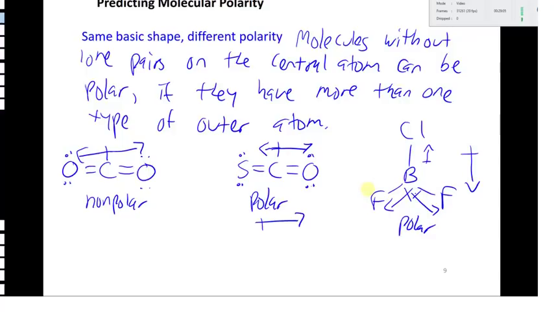So keep in mind that just because it's AXM and doesn't have any lone pairs, it might still be polar if you have more than one type of atom bonded to the central atom. All right, any questions on that?